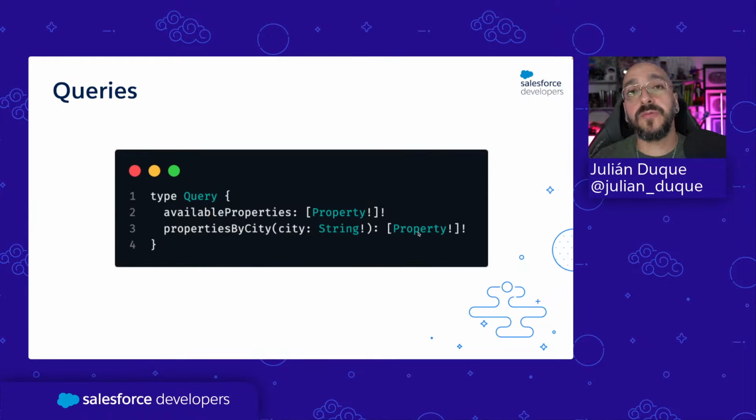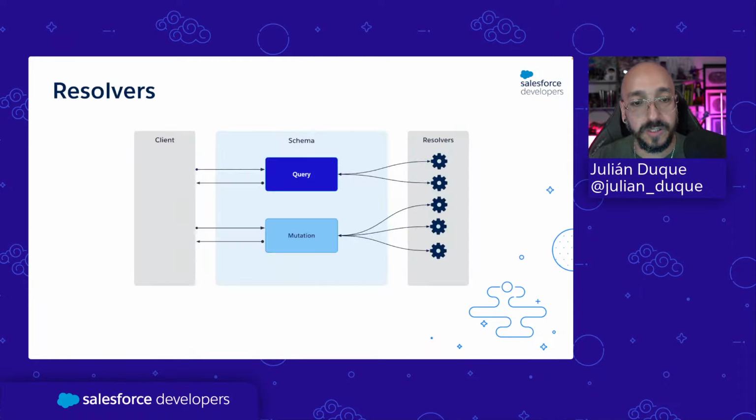If for some reason you are trying to return a different type or a different shape, or calling the query with a different input, GraphQL will perform automatic validation for you and will return an error. So we already have a contract specified, and GraphQL is going to perform those validations for us.